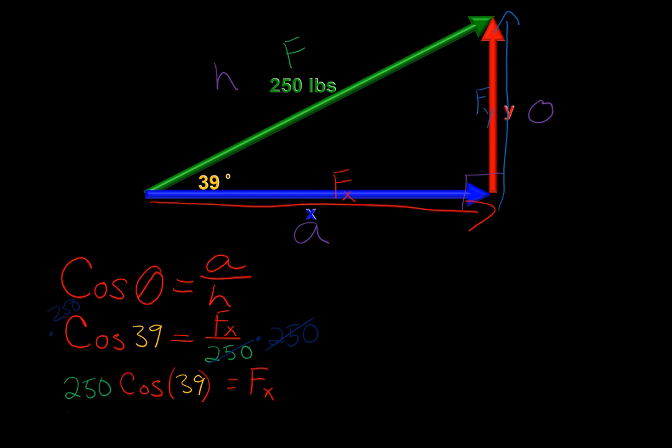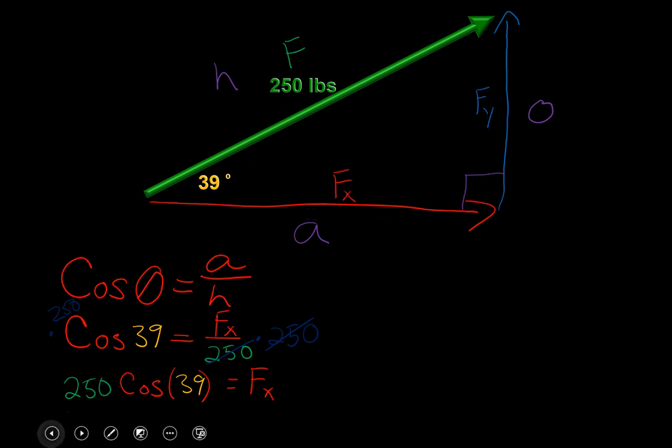Now, if you're in pre-cal right now, there's a few things you got to watch out for. Pre-cal deals with radians. Physics deals with degrees. So you have to make sure your calculator's in degrees. Your phones are automatically in degrees. Apple phones, Android phones are automatically in degrees.